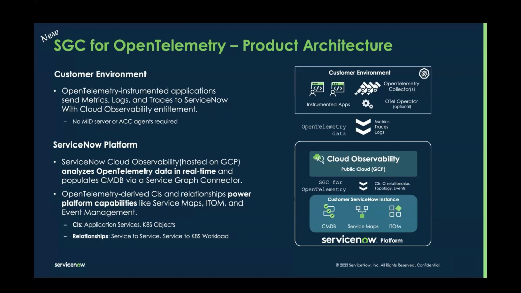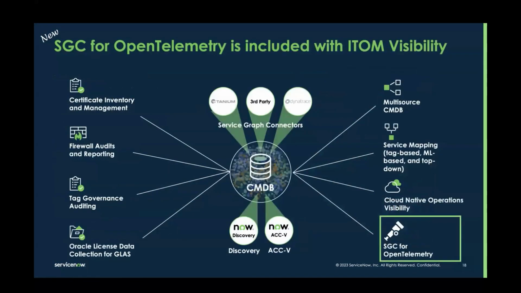And the cloud observability backend is the one that's assessing all that telemetry data. Again, there are semantic conventions that it receives from the telemetry data, and it associates it with the CI records, right? If it's a deployment, a replica set, the nodes, the pods, and things like that, as well as those topology maps. The way the solution is bundled, again, all you need is the discovery license, and you have access to the SGC for OpenTelemetry. So there is no special licensing required for this. All you need is the discovery SKU.